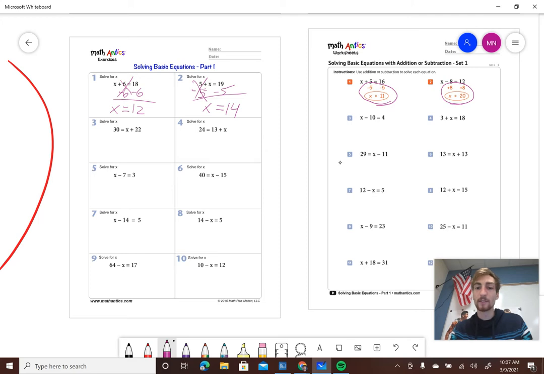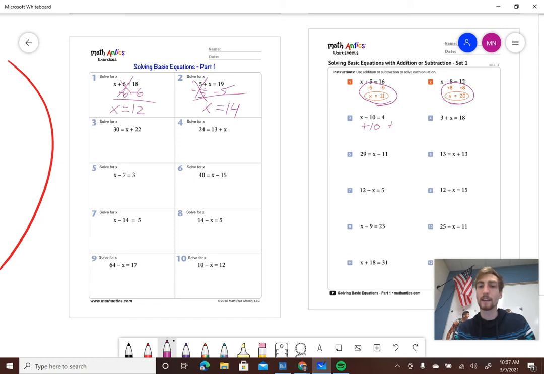In other words, you can't just go, well, I know that 14 minus 10 gives me 14. I know that 3 plus blank gives me 18. Okay, we can't just write in these answers here. We have to go through the process of doing the opposite. Try and get x by itself.